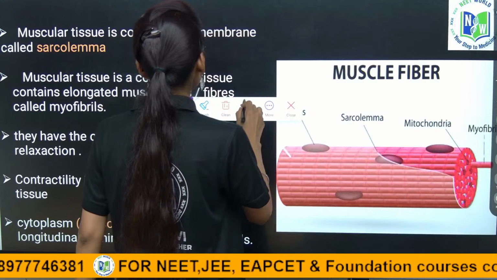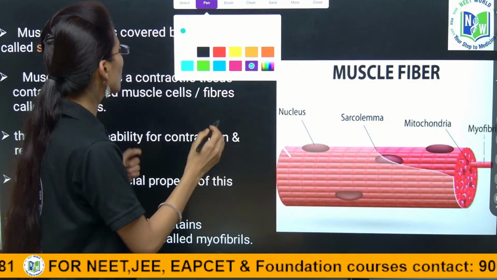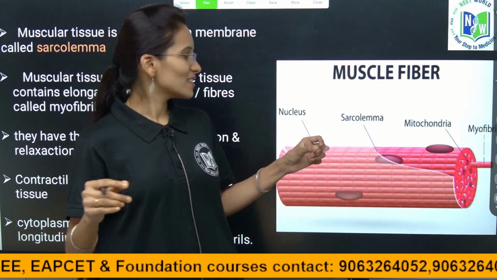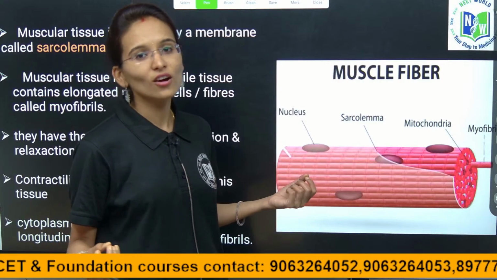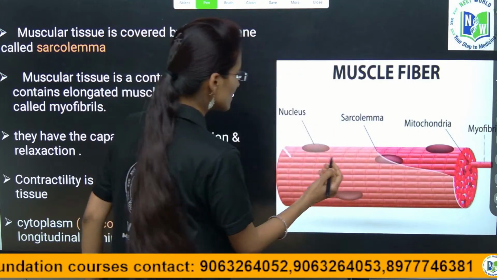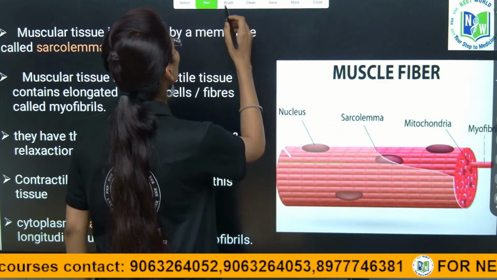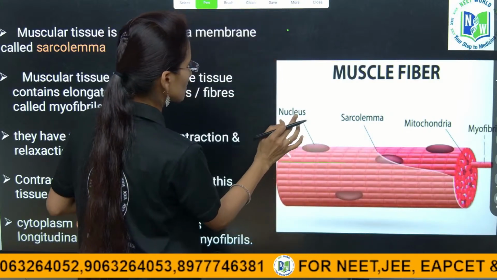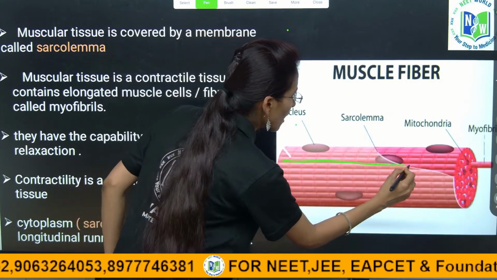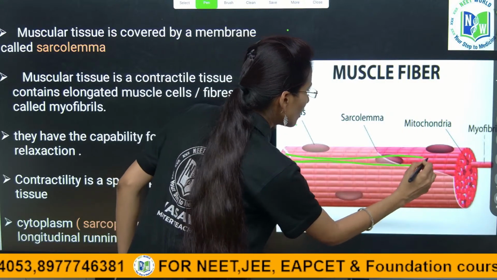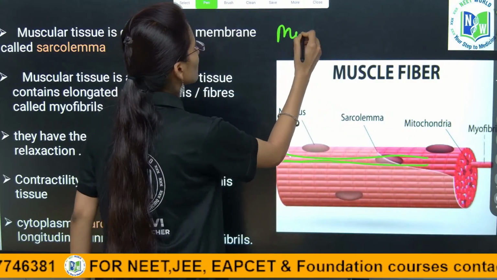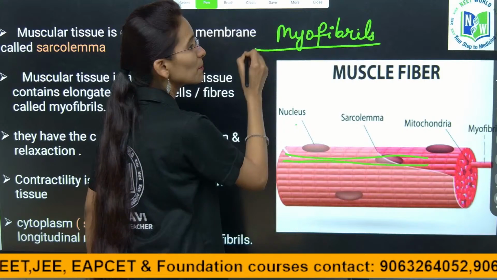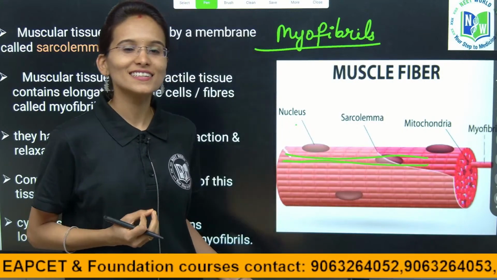Inside the muscular tissue we are going to find some elongated fibers. The muscular tissue contains long elongated cells. Can you see here? These elongated cells are called myofibrils. See, these are all elongated cells called myofibrils. Myofibrils are the cells present inside the muscular tissue.